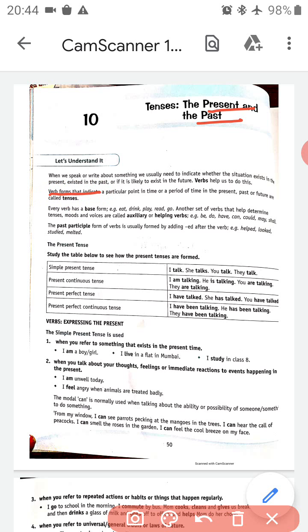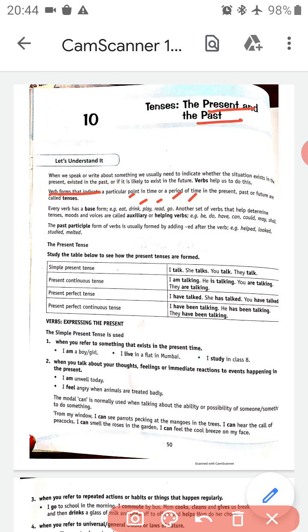Every verb has a base form. Example: eat, drink, play, read, go. Another set of verbs that helps to determine tense, moods, and voices are called auxiliary or helping words. Example: be, do, have, and can, could, may, shall. So every verb has a base form. Like this is the base form of verb: eat, drink, play, read, go.